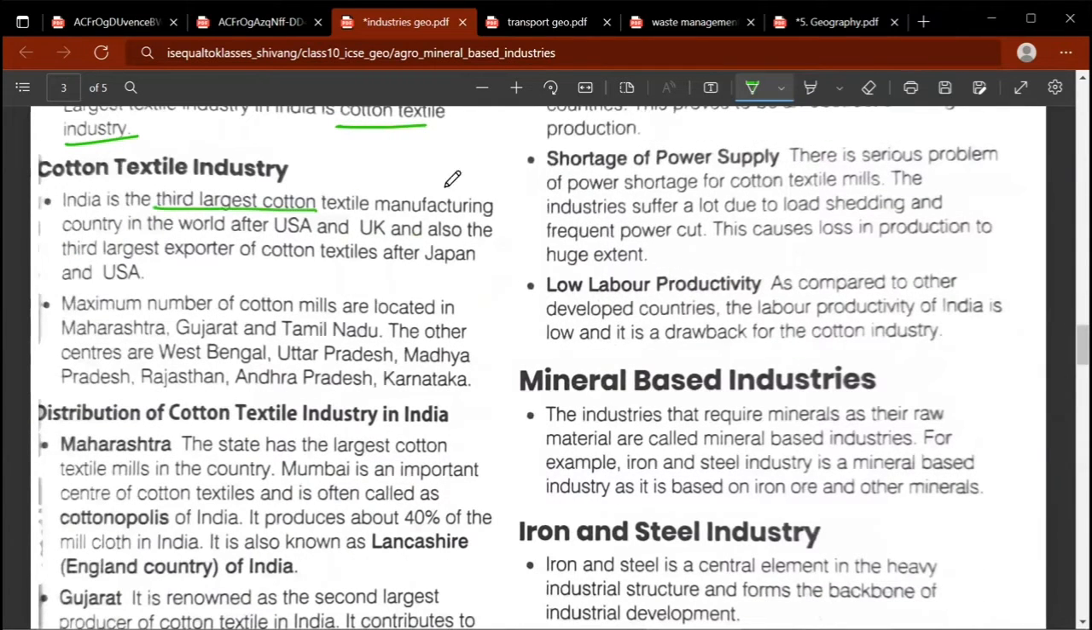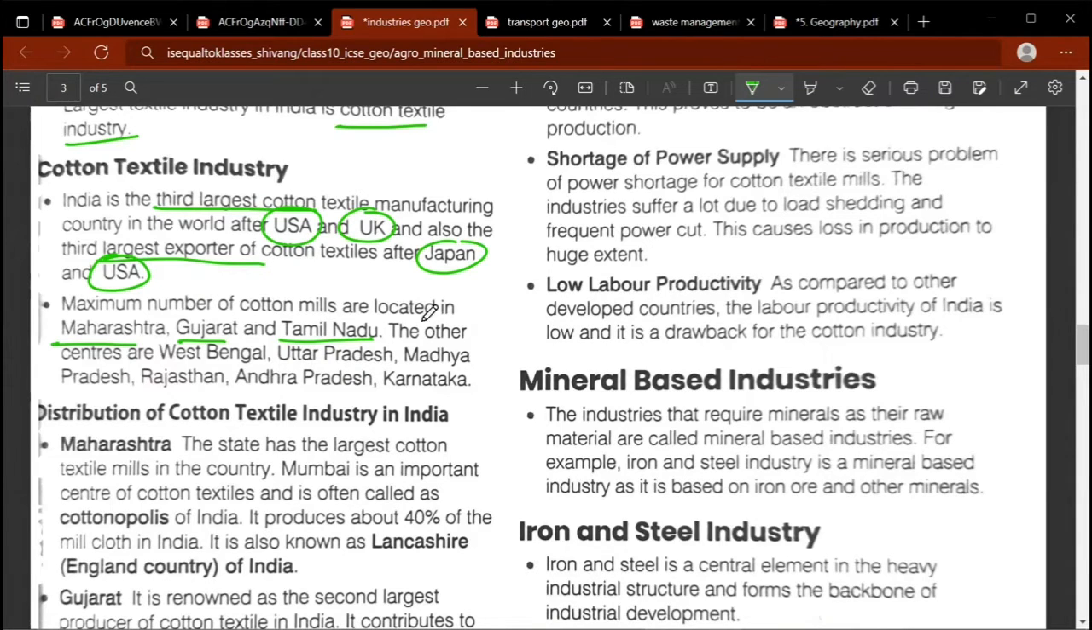India is the third largest cotton textile manufacturing country in the world after the US and UK, and also the third largest exporter of cotton textiles after Japan and USA. Maximum number of cotton mills are located in Maharashtra, Gujarat, and Tamil Nadu. So these are the three states. The other centers are West Bengal, Uttar Pradesh, Madhya Pradesh, Rajasthan, Andhra Pradesh, and Karnataka.